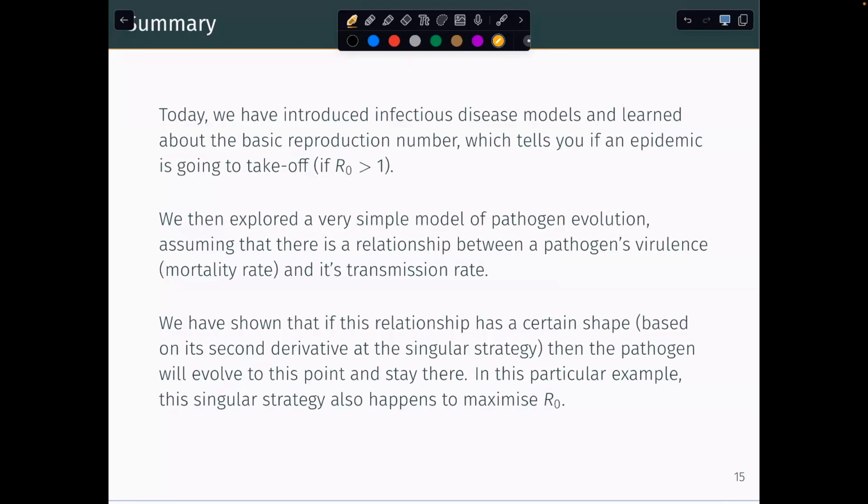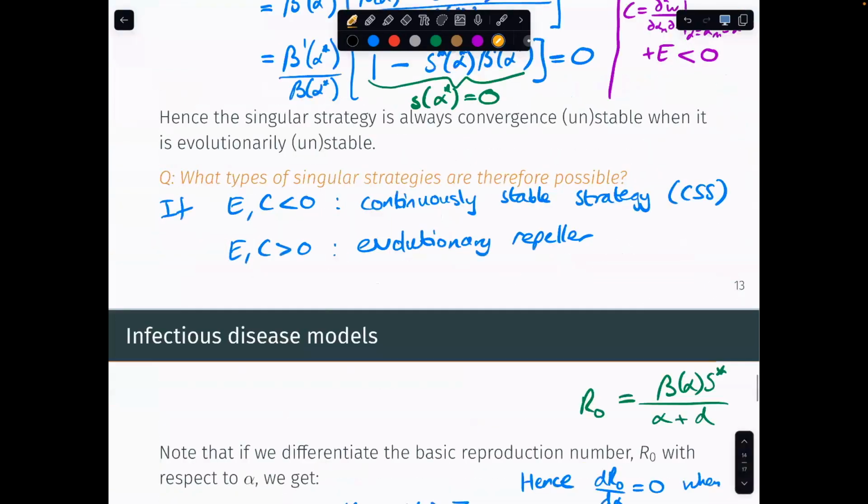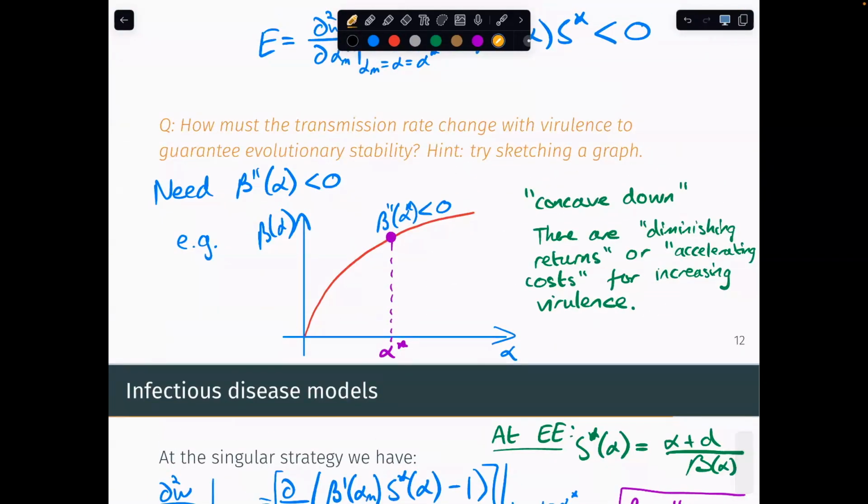We've then done this first very simple model of pathogen evolution. And it's told us a few fundamental things. It's told us that there must be some key relationship between our rate of virulence, our mortality rate, and our transmission rate. This is this curve up here. In order to get some optimal level of virulence for a pathogen, we need to have a curve that looks like this, some relationship between transmission and virulence that looks like this.